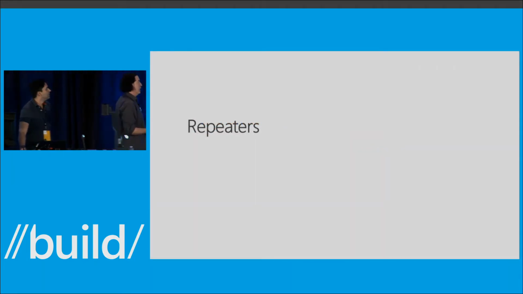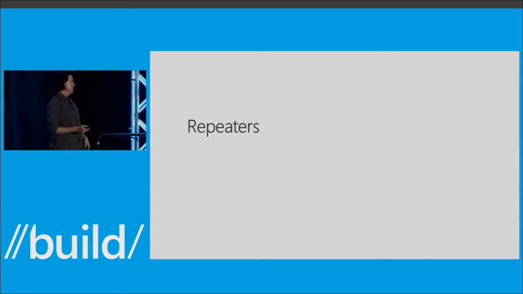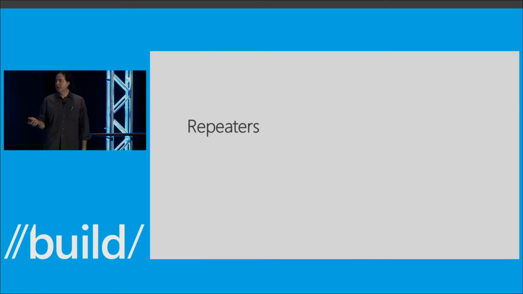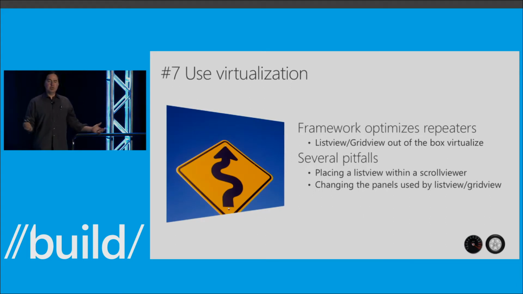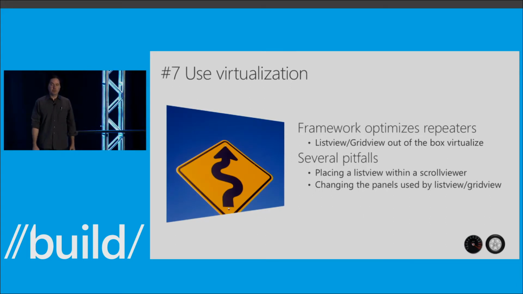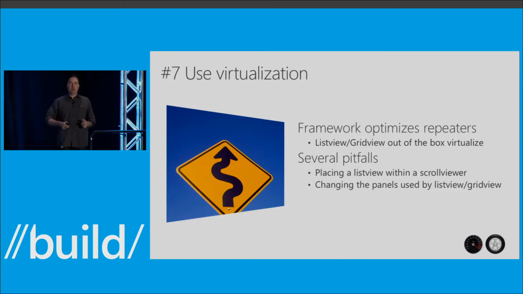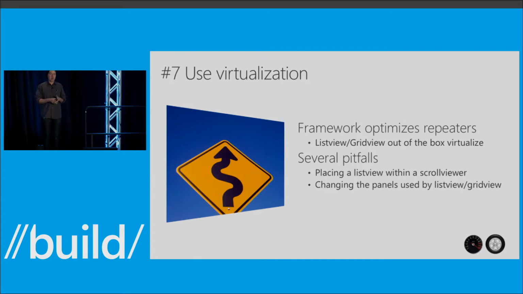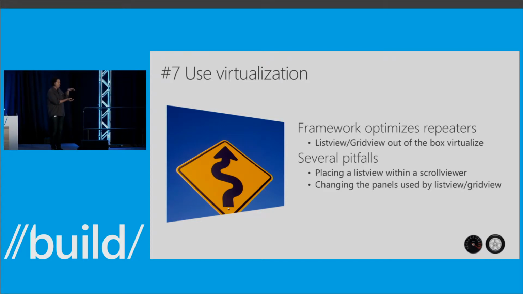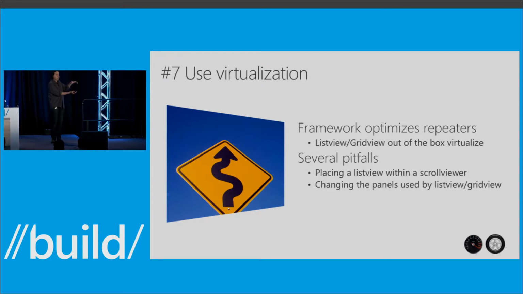So repeaters, the next set of guidelines apply to repeaters because we see this over and over and over again in XAML apps. So guideline number 7, another huge one, is to use virtualization. So the great thing about XAML is how easy it is to do data binding. And out of the box, both list view and grid view virtualize, right? Meaning we try and create only the elements we need to be visible at that point in time. So if you have 1,000 item data collection and you're only seeing 100 visible, we're only going to create the items, the list view items for those 100.